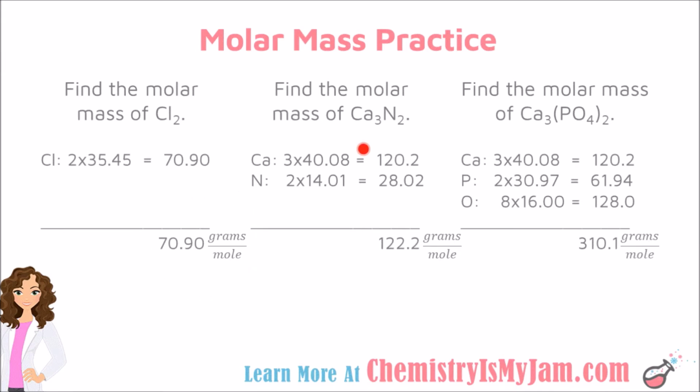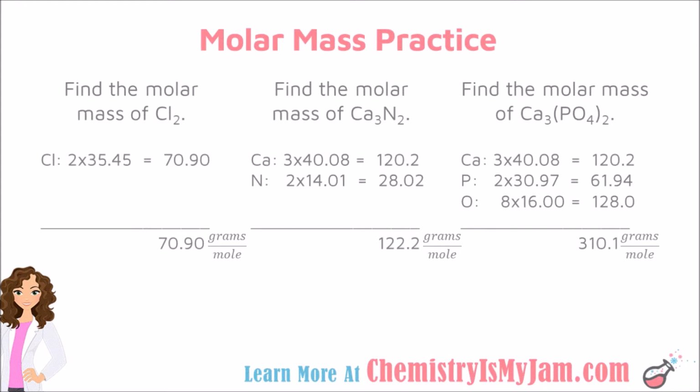The next one, find the molar mass of calcium nitride. Calcium, there are 3 of them, so 3 times the number for calcium off the periodic table, which is 40.08, is 120.2. That's for calcium. And then for nitrogen, there are 2 nitrogens, times 14.01 off the periodic table gives me 28.02. Add these 2 together. Calcium nitride has a total molar mass of 122.2 grams per mole.